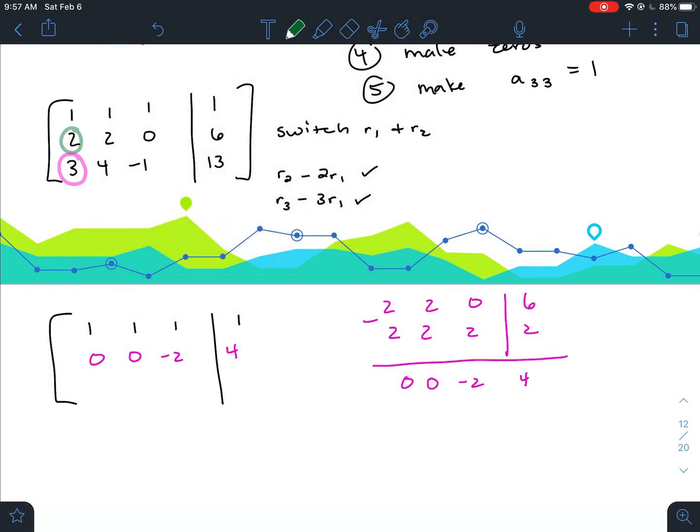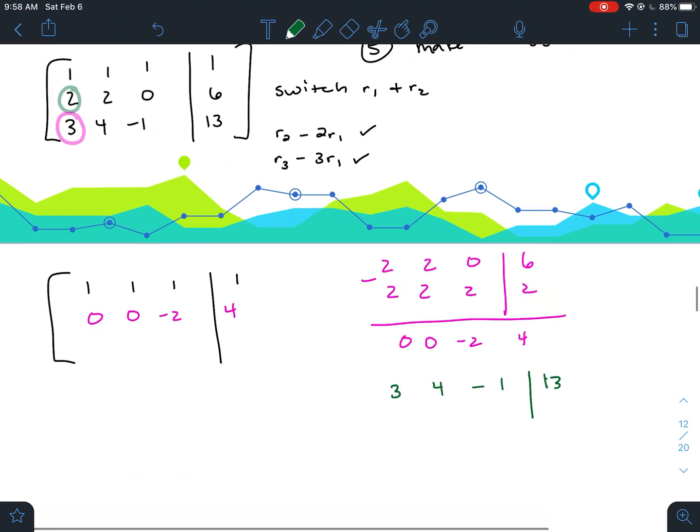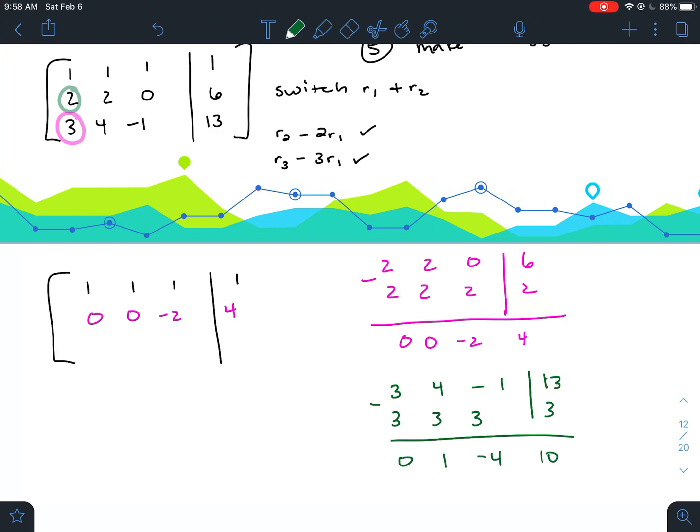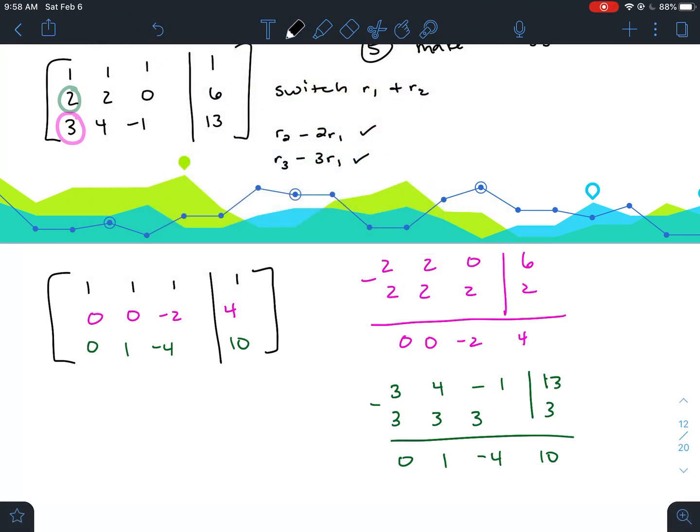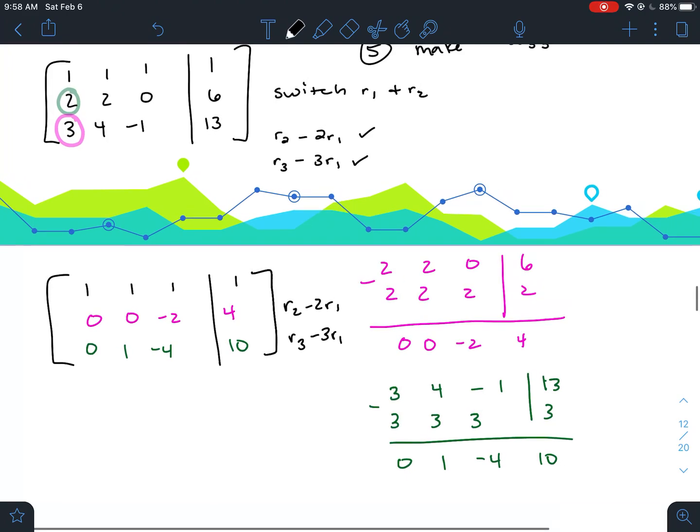And then for my third row, I'm going to do row 3 minus 3 times row 1. Well, row 3 is 3, 4, negative 1, and 13. And then I'm going to subtract 3 times row 1. Well, 3 times row 1 would be 3, 3, 3, and 3. And if I subtract those, I get 0, 1, negative 4, and 10. So that row is going to become 0, 1, negative 4, and 10. And so that would be row 2 minus 2 times row 1, and row 3 minus 3 times row 1. Okay, so now I've done step 1.